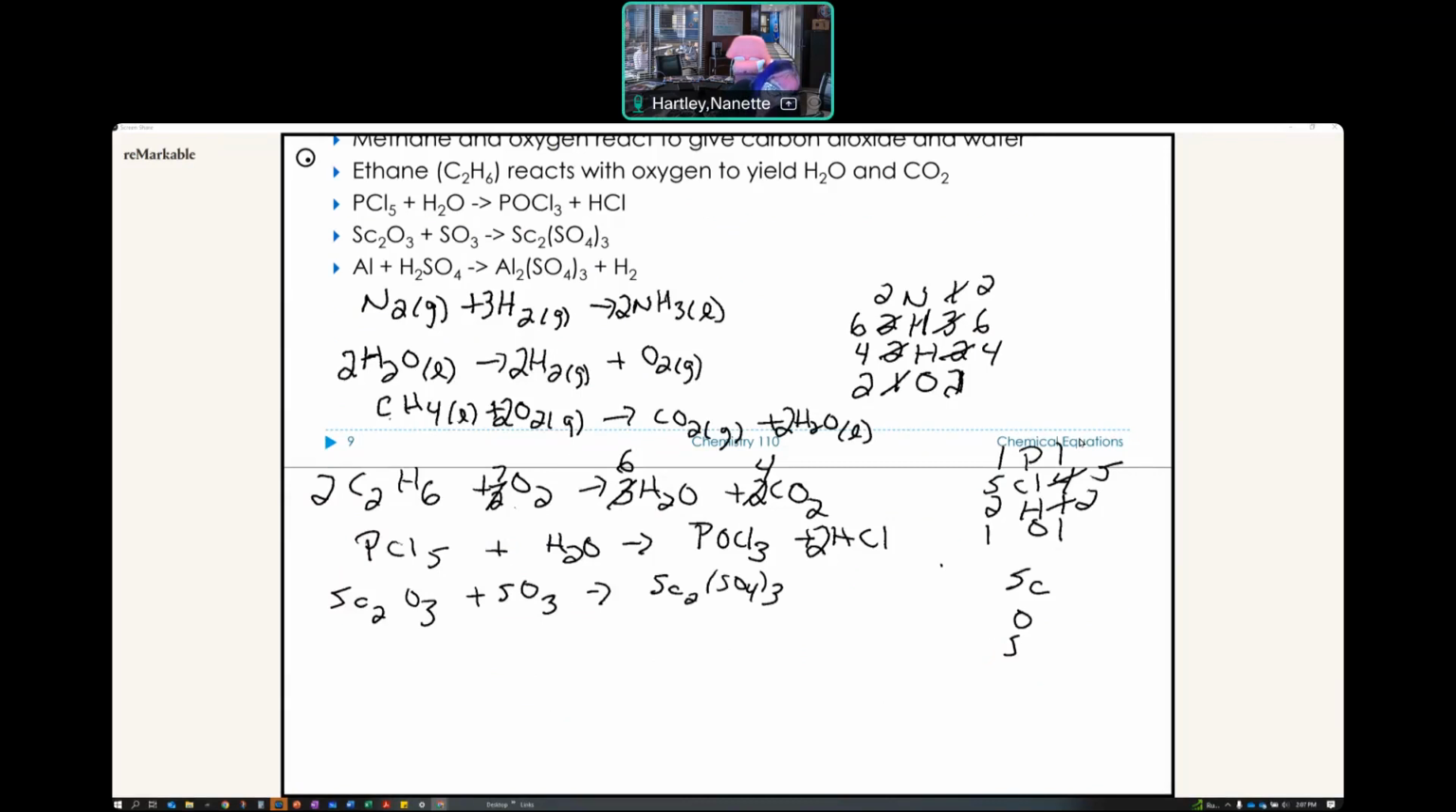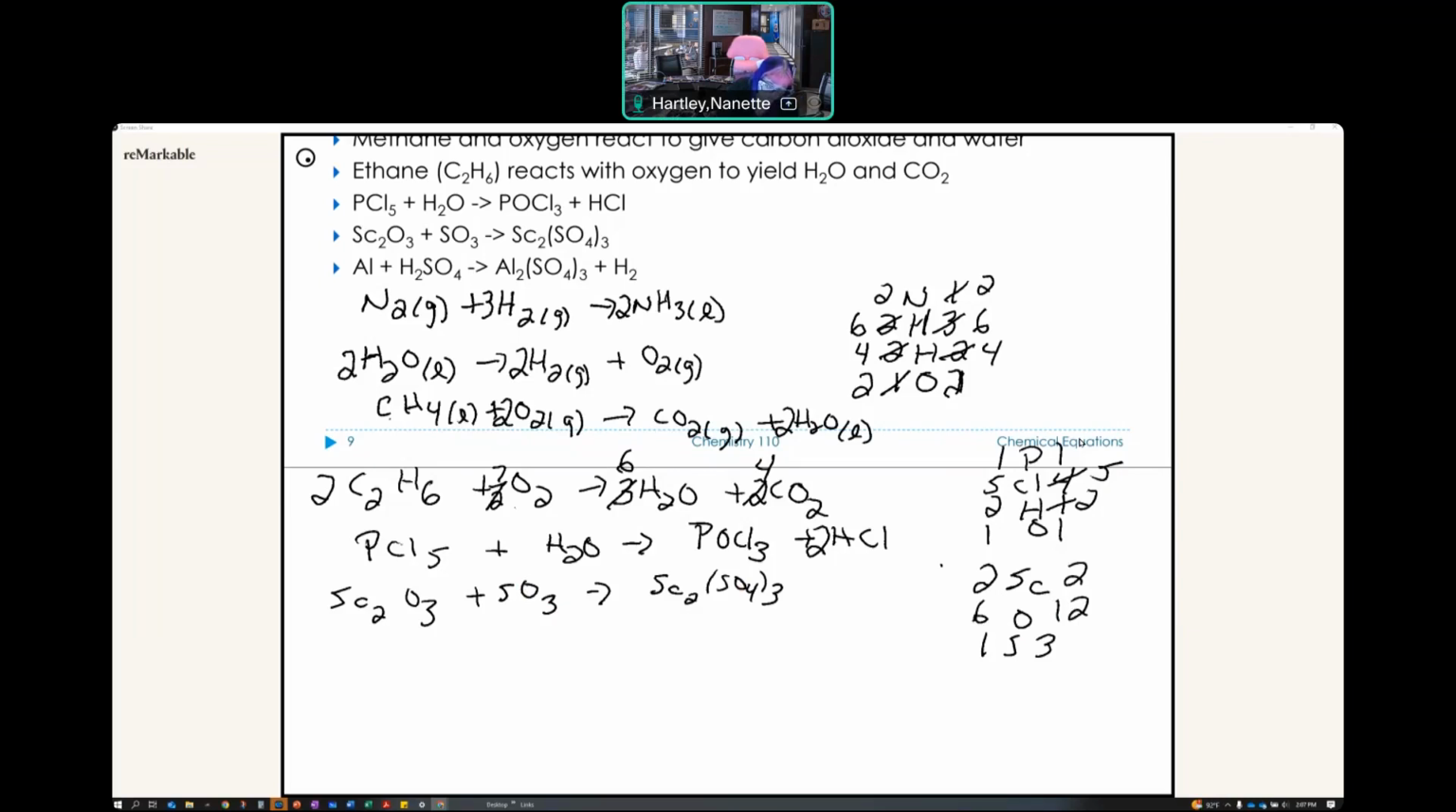I currently have 2 Sc on my reactant side. I have 1 sulfur, and then I have 6 oxygens. I have 2 Sc on my product side. I currently have 3 sulfur over here, and I have 4 times 3 is 12 oxygens over there. Okay. So my Scs are good.